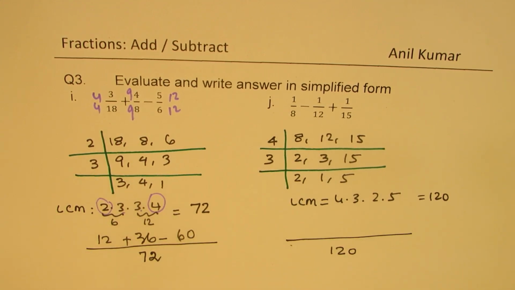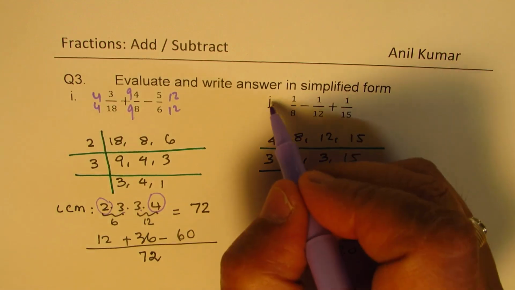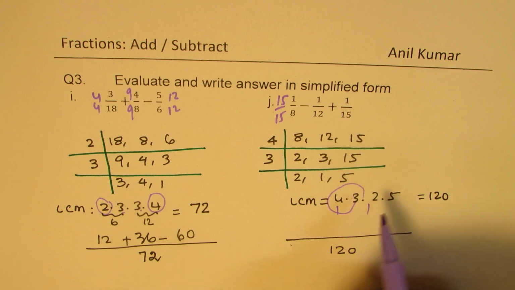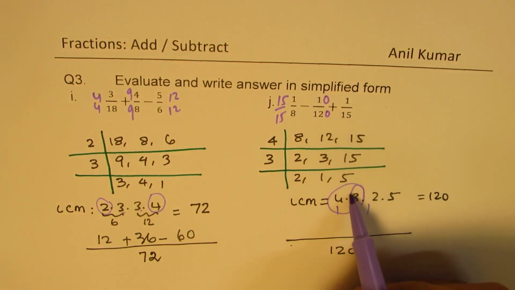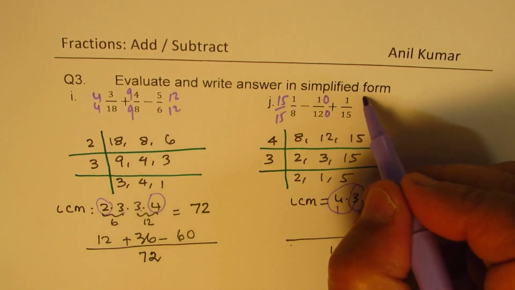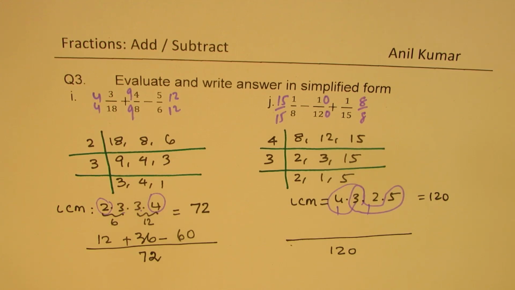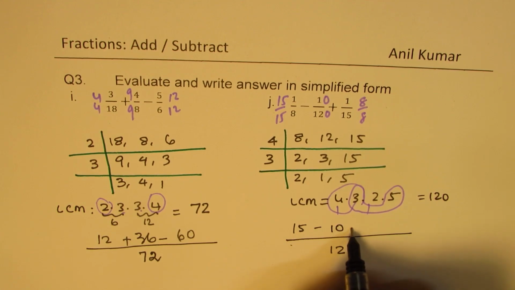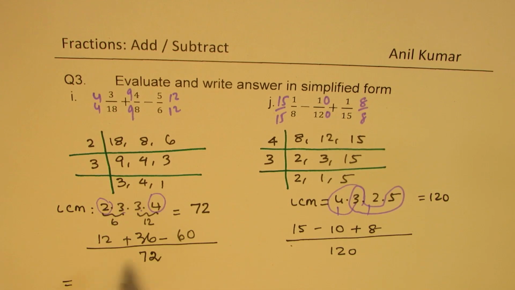So you have to get 120, and what numbers should you multiply them each by? 8. So 4 times 2 is 8, we are left with 15, so that should be multiplied by 15. 12. 4 times 3 is 12, multiply this by 10, so we get 120. And 15 means this, right? So multiply by 8. Do you see how, once we find this, we know what to multiply by? Is that clear? So the numerator here is 15 minus 10 plus 8.